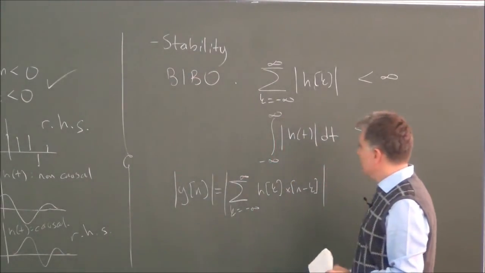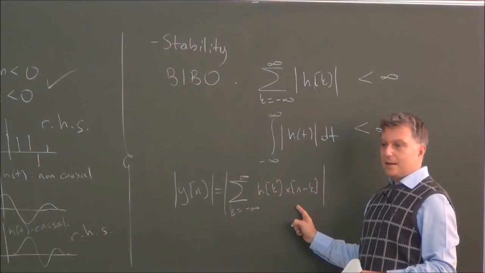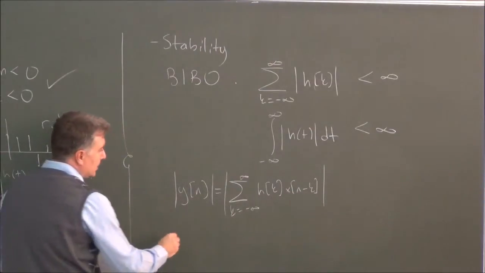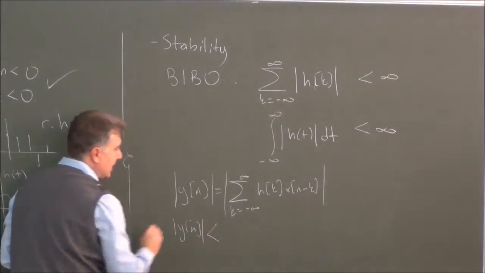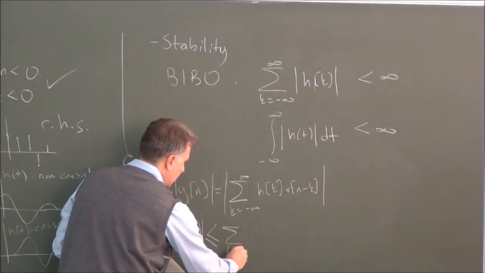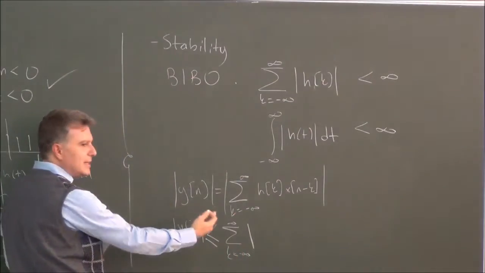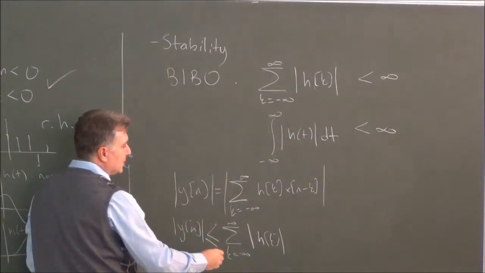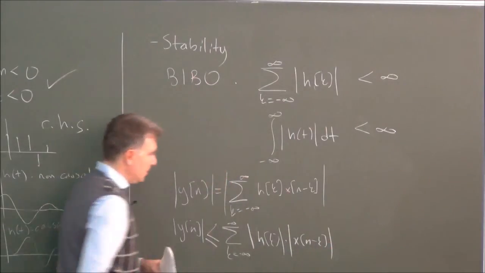I will continue by taking the absolute value at both sides. Because of the equality, these two are also equal. And furthermore, from the triangle inequality, I'm saying that |y[n]| is less than or equal to the sum over k from minus infinity to infinity, and I'm bringing the absolute value inside the summation. And since they are in multiplicative form, I can write it like this. Okay?